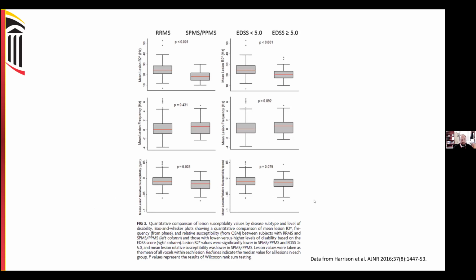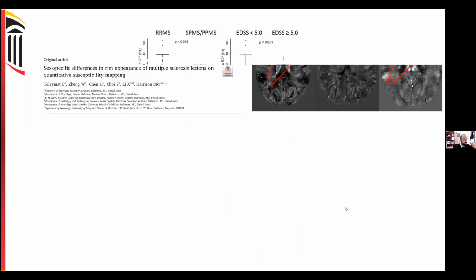When you take a look at the quantitative aspects of those lesions, so R2 star, frequency, relative susceptibility, this is probably representing mostly the core of the lesion. You can see that those lesions, in the progressive patients and in the patients with higher levels of disability, have a much lower R2 star value, indicating, again, probably a significant amount of cell loss and demyelination and iron loss. And a lower relative susceptibility value, again, in that same population.